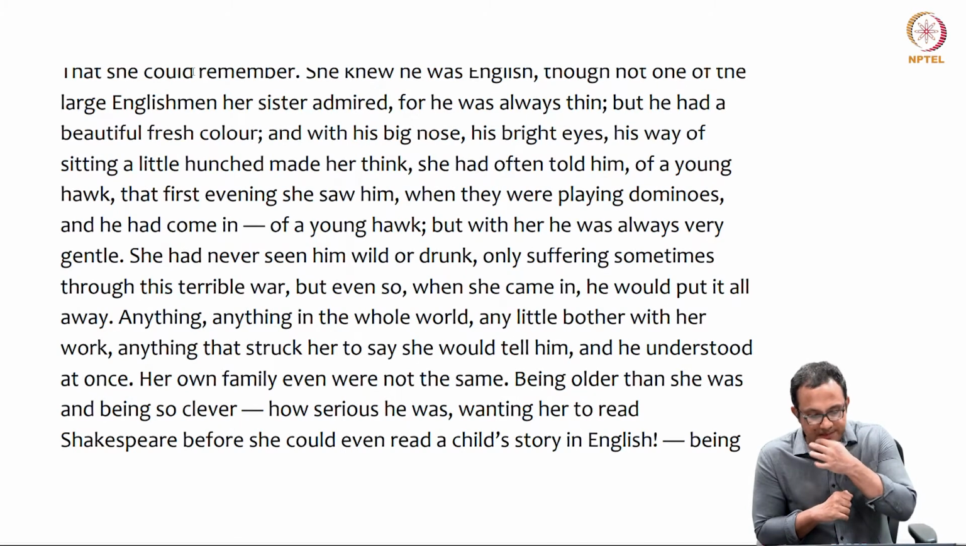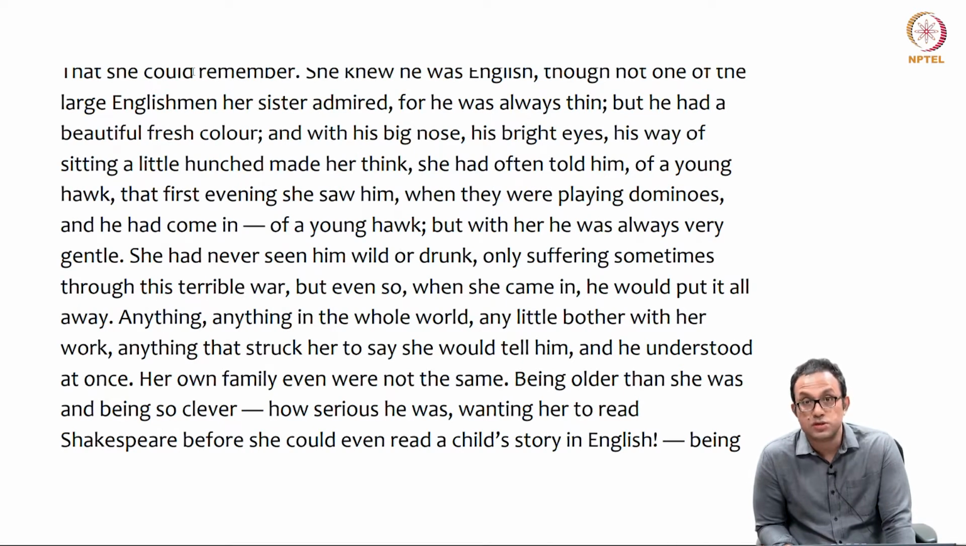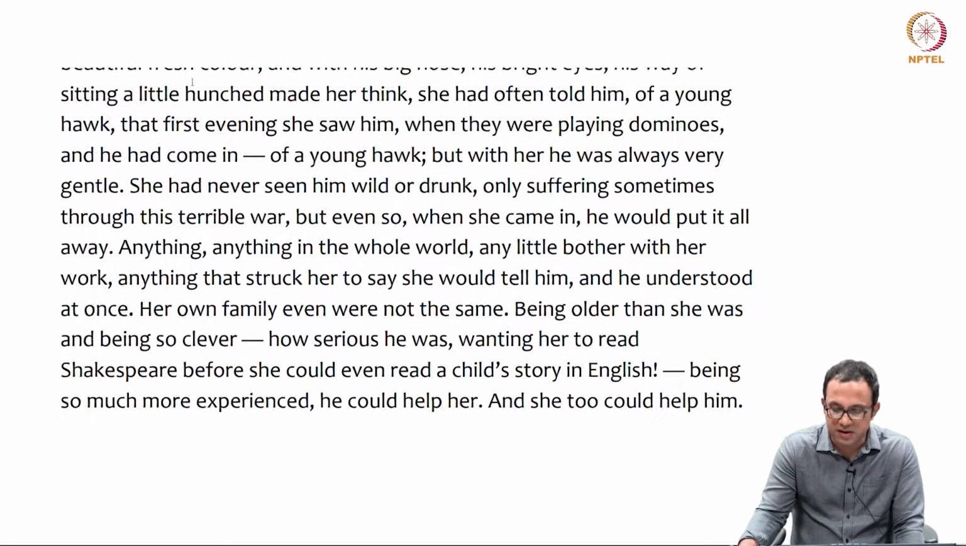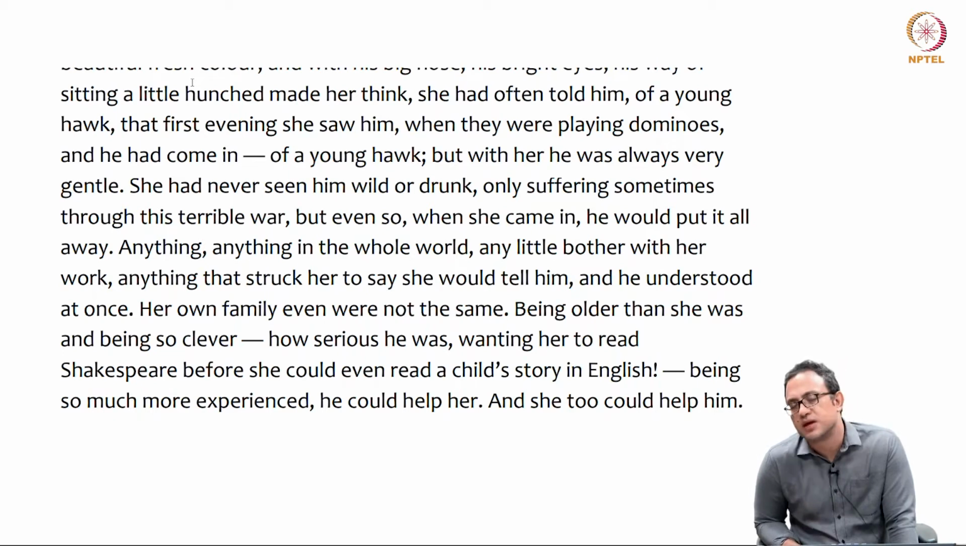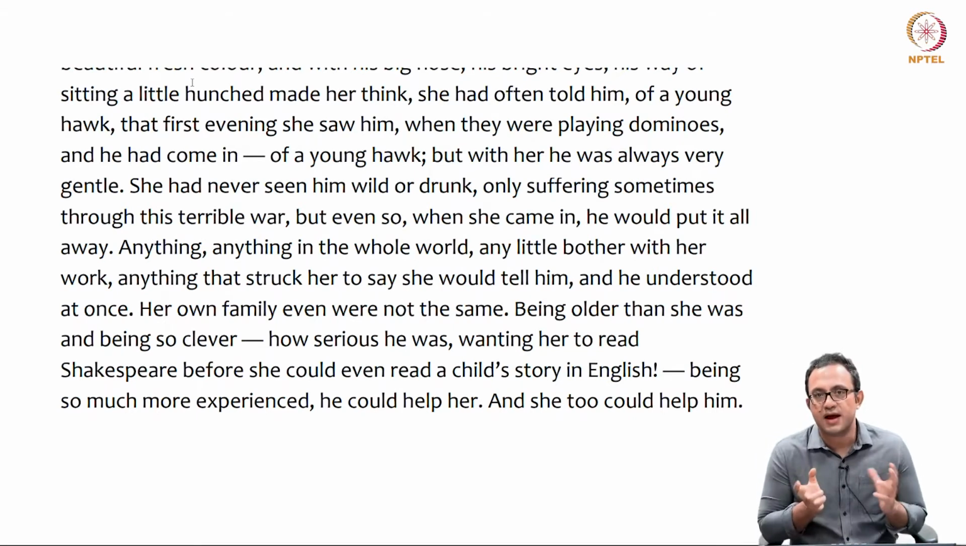Okay, so: "Anything in the whole world, any little bother with her work, anything that struck her to say, she would tell him, and he understood at once." So this whole idea of understanding everything Rezia wanted to say obviously means there was a lot of empathy between Septimus and Rezia, because at a certain level both were outsiders, right? And they connected to each other as outsiders.